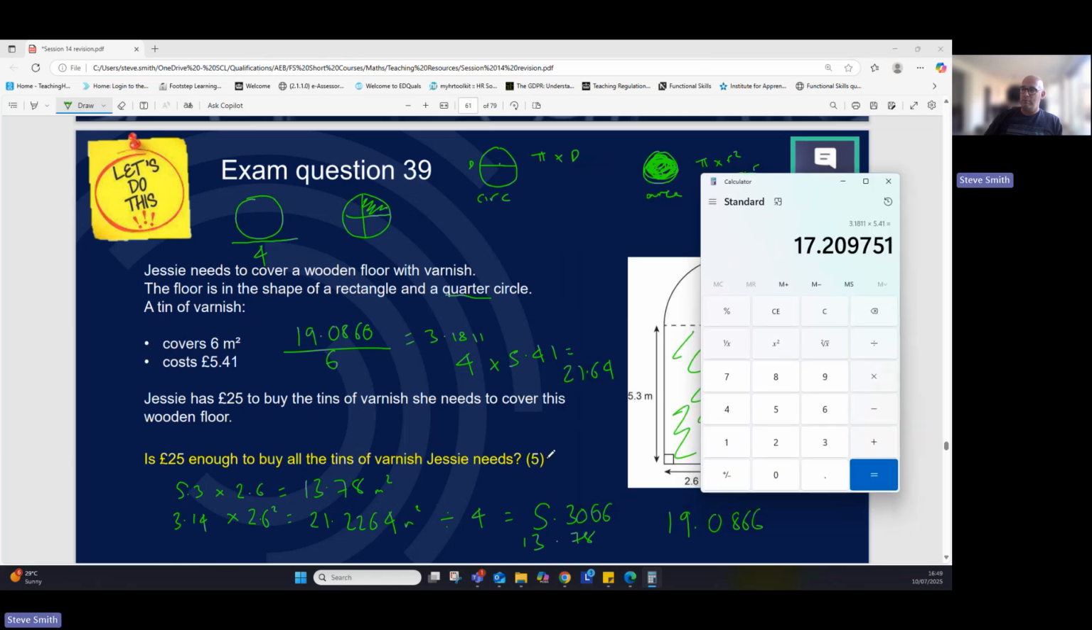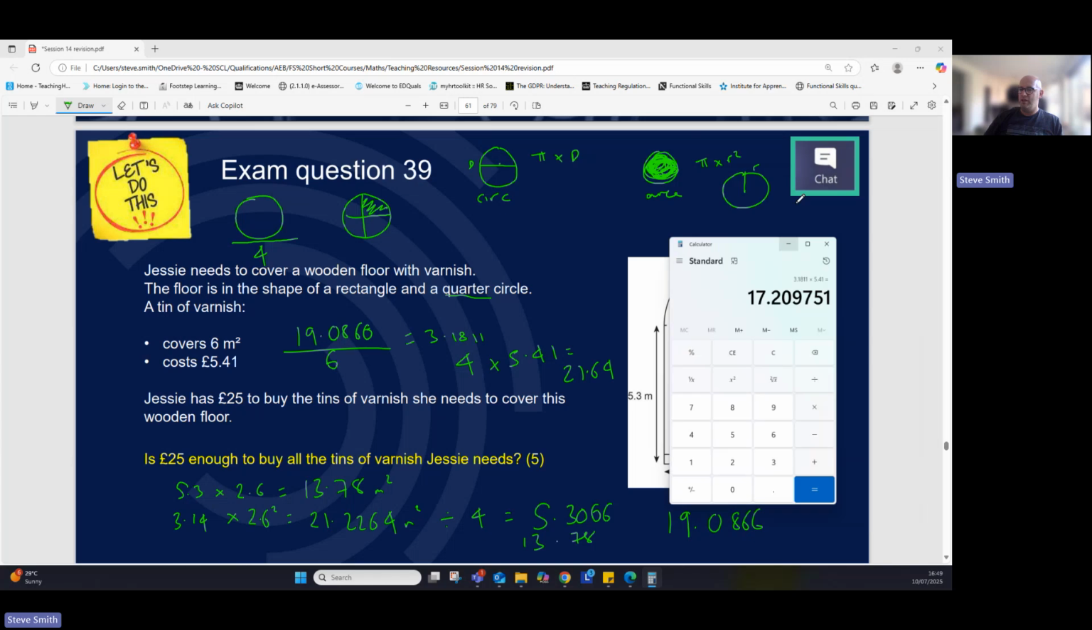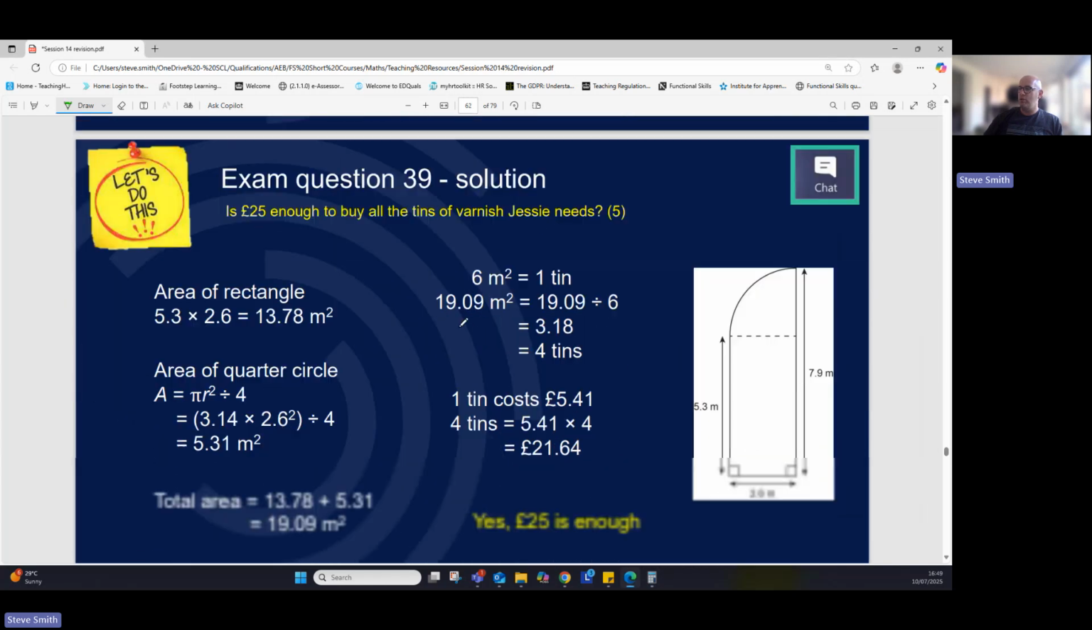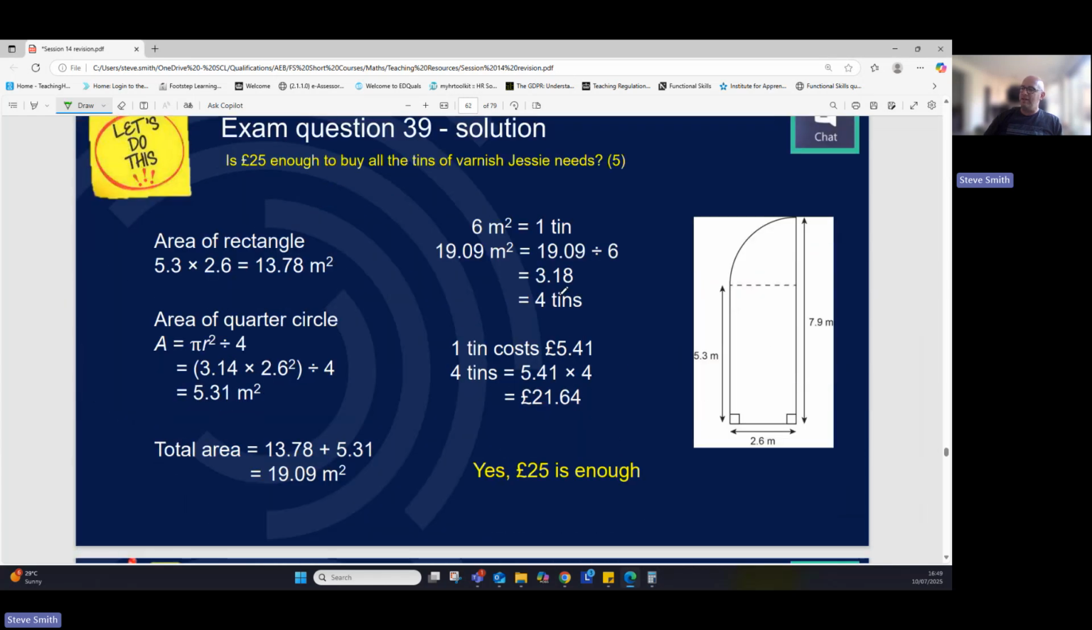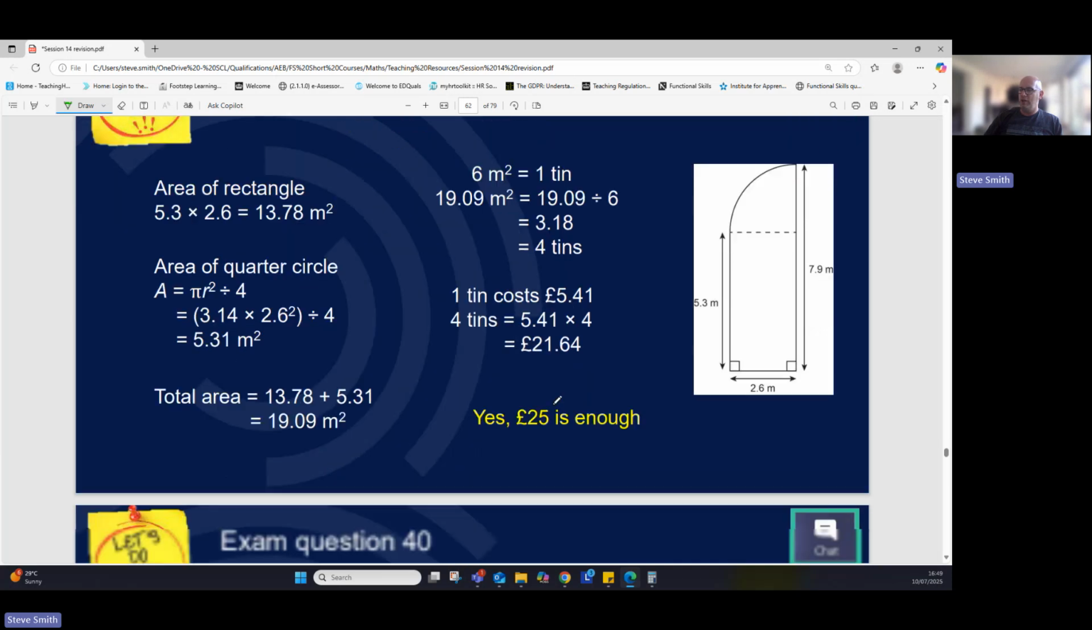marks, because it doesn't say she needs to buy a whole tin of varnish, it's asking, does she have enough for £25? So either way, whether she buys 3 tins, 3.1811 tins, or 4 tins, she's going to have enough money. And that's that question. Like I said, they've rounded up to 4 tins, and therefore we got that much area there.